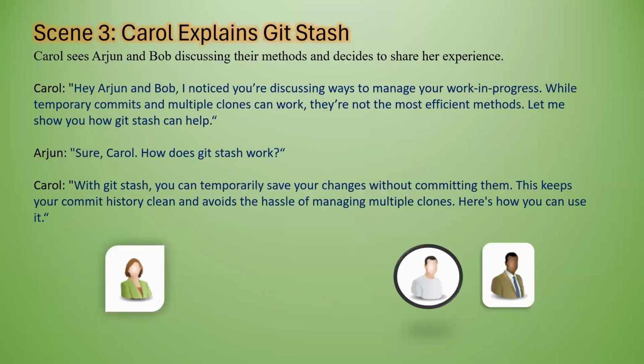Scene 3. Carol explains the Git stash. Carol comes into the picture seeing that Arjun and Bob were discussing their methods. Now Carol explains, Hi Arjun and Bob, I noticed you are discussing ways to manage your work in progress. While temporary commits and multiple clones can work, let me show you how Git stash can help. Then both Arjun and Bob were ready to see that.